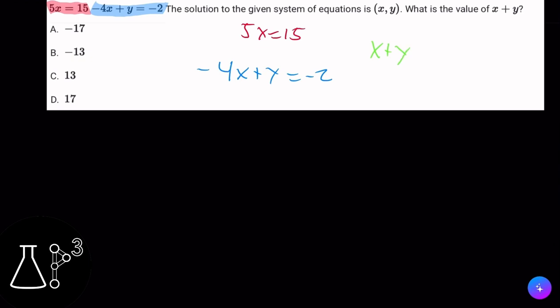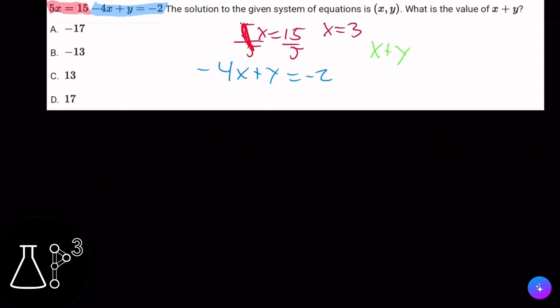Well, first of all, how can I look for either value? Well, what I can do is analyze the first equation, right? I'm given 5x equals 15. What I can do is easily solve for x by dividing both sides by 5. If I were to do that, the 5's cancel out on the left side, and I'm left with x equals 15 divided by 5, which gives me x equals 3.